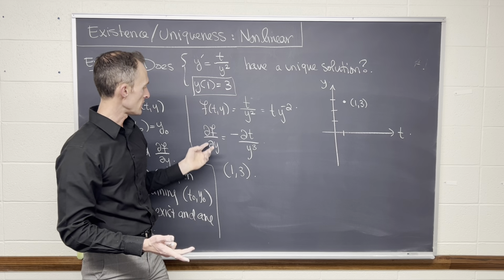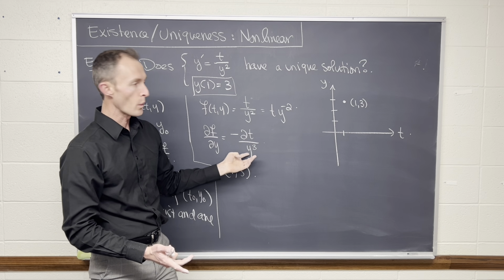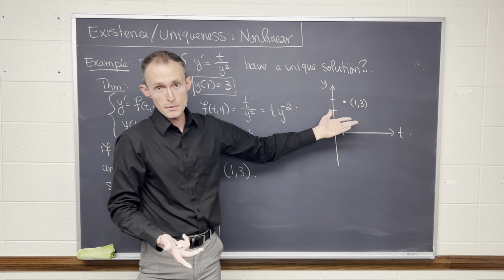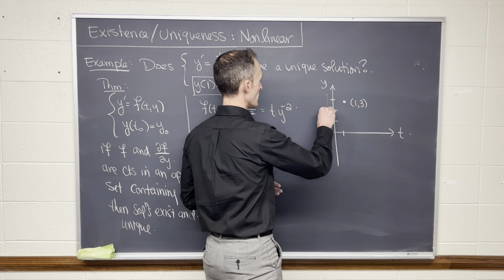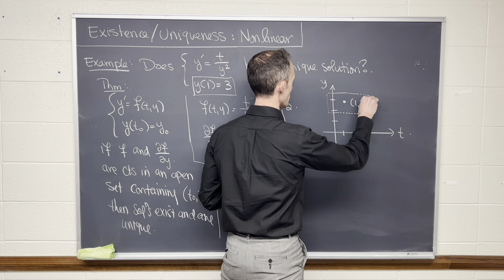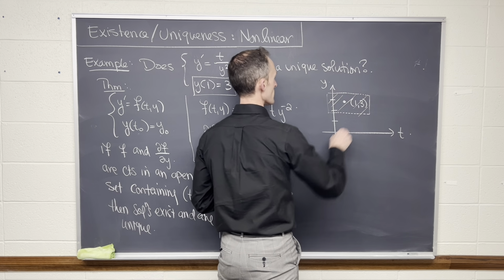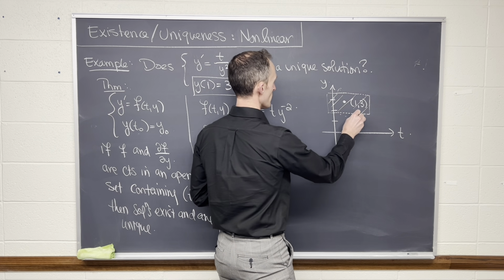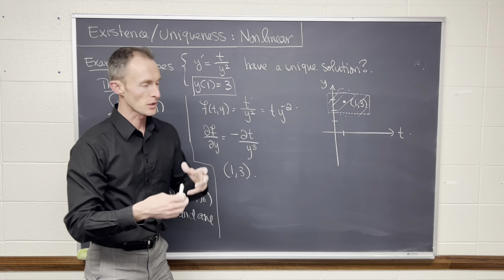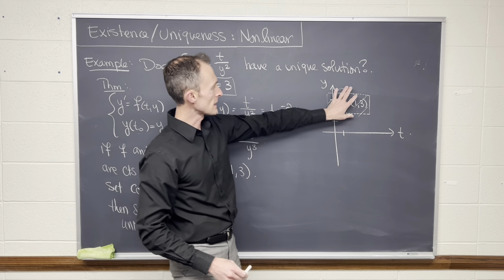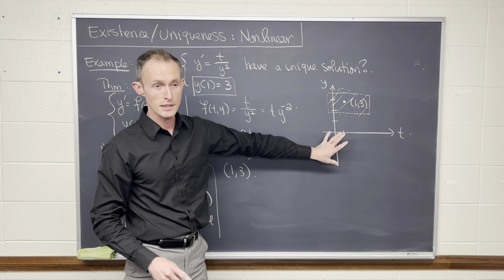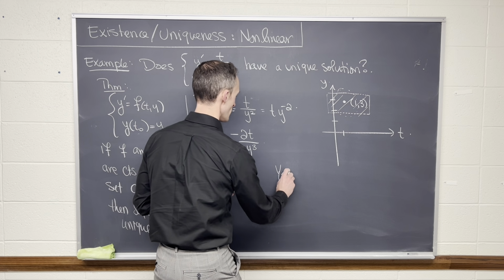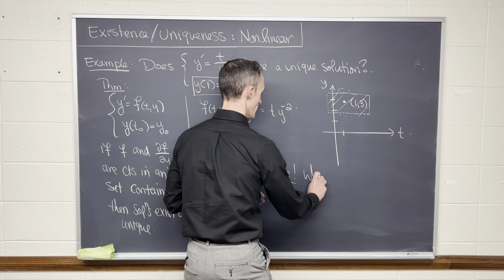What I notice is that f and df dy are continuous everywhere except when y equals 0. So as long as I avoid y equals 0, i.e. the t-axis, I'm good. I could do something like this, that's my corresponding rectangle. Or you could put a disc around this, whatever you want to call it. I don't care, as long as this thing does not contain any point on the t-axis, then I'm good. So what's the answer? The answer is yes. But why?